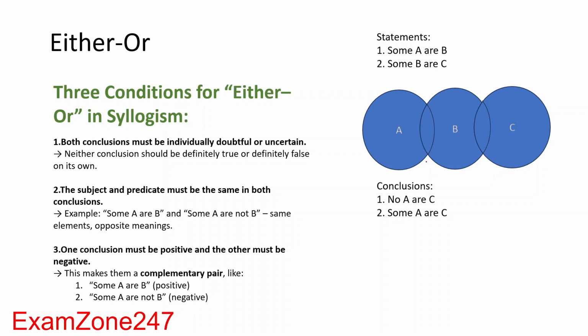Now look at the conclusion. No A are C. When you look at this diagram, can you definitely, without any doubt, say that there is no possible diagram for this, no other possible diagram for this statement? No A are C is true in this diagram. But can there be any other diagram in which this condition can be true?